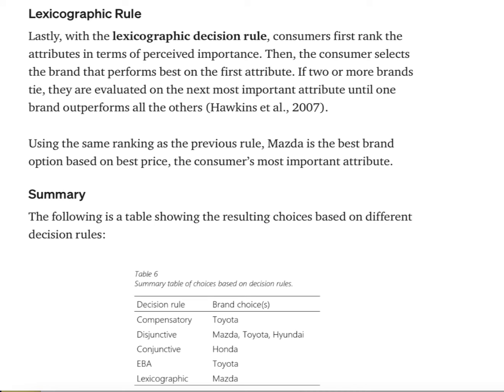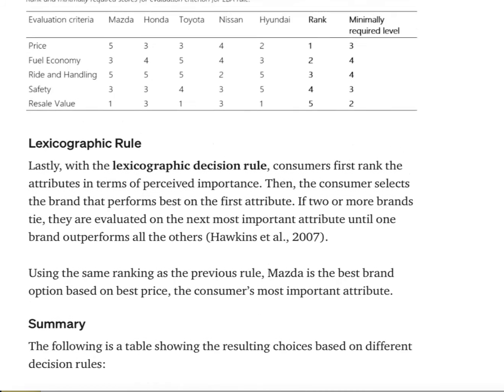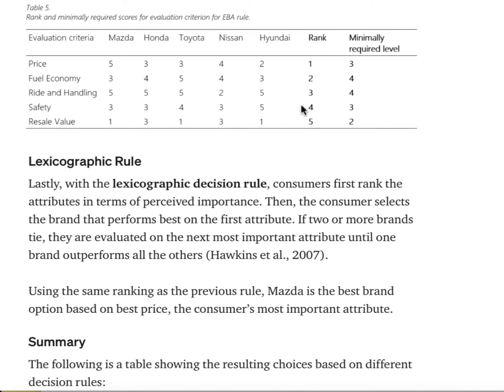criterion. The lexicographic decision rule is very similar to the elimination by aspects rule, but the difference is that the lexicographic rule seeks maximum performance at each stage, while the elimination by aspects rule seeks satisfactory performance at each stage. So looking back up here, we've got our rank ordered criteria, starting with the most important criterion, price. Mazda is the winner. It performs the best unequivocally out of all the other options.